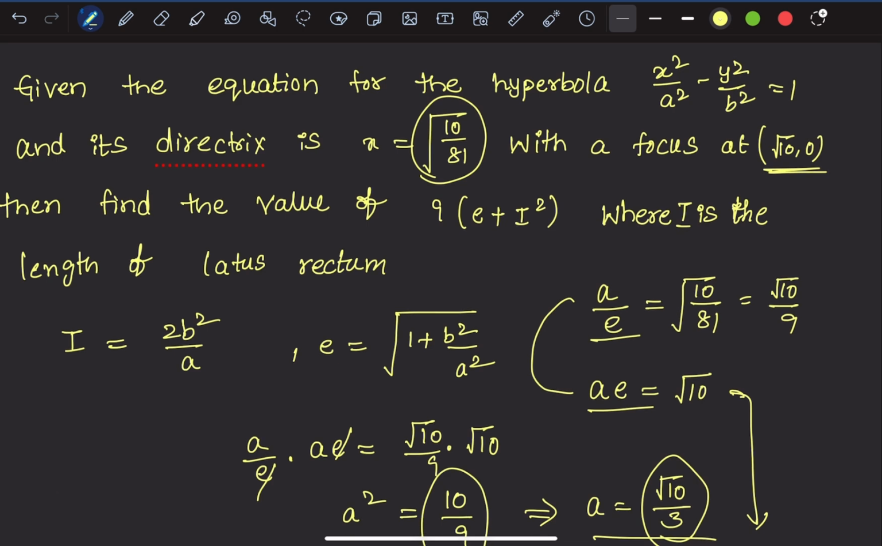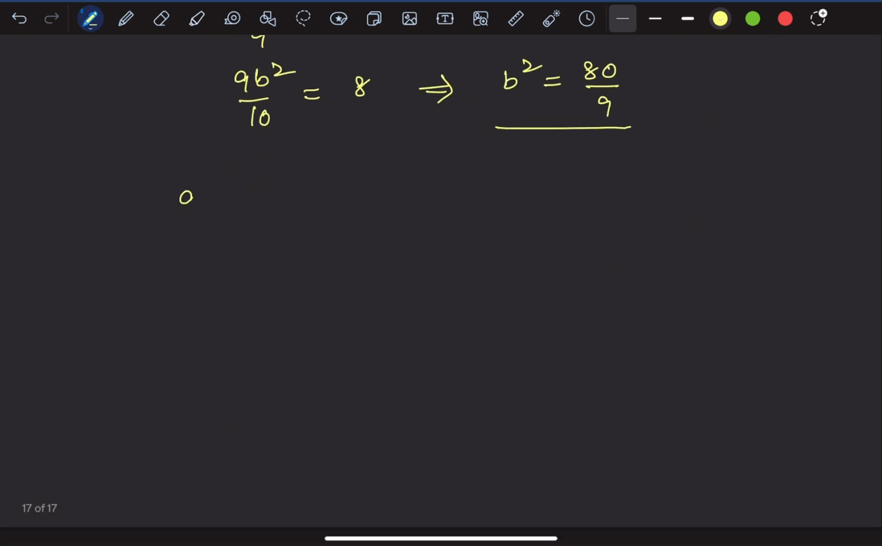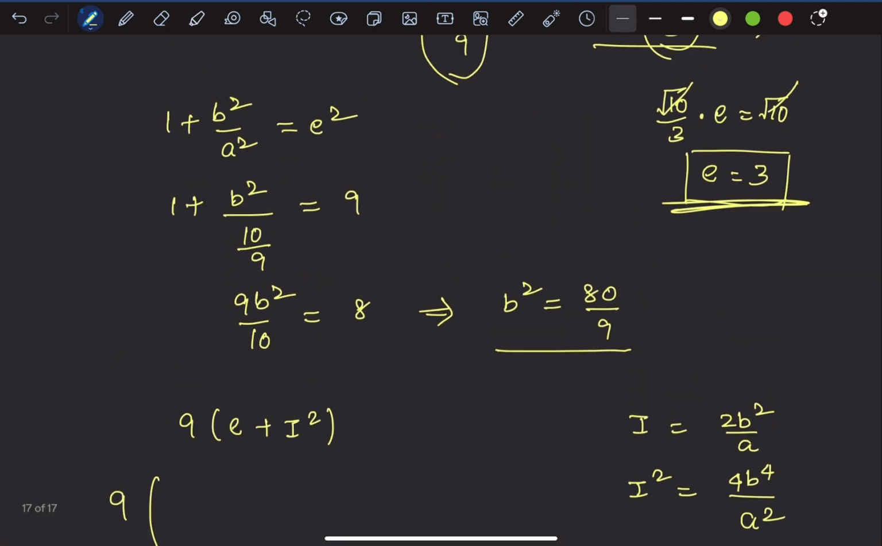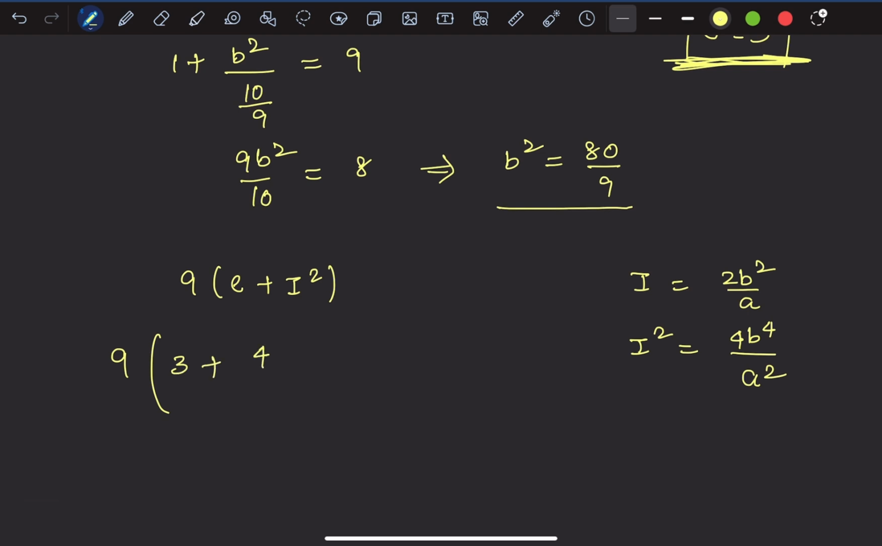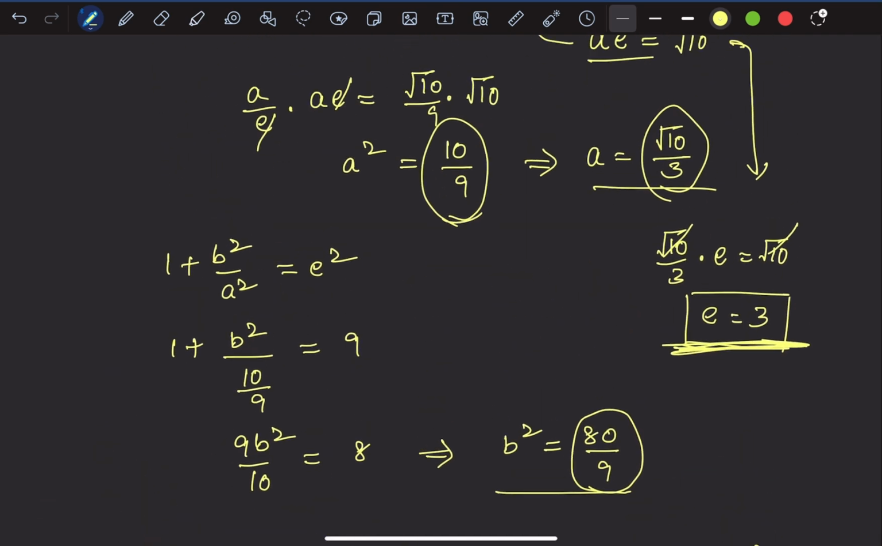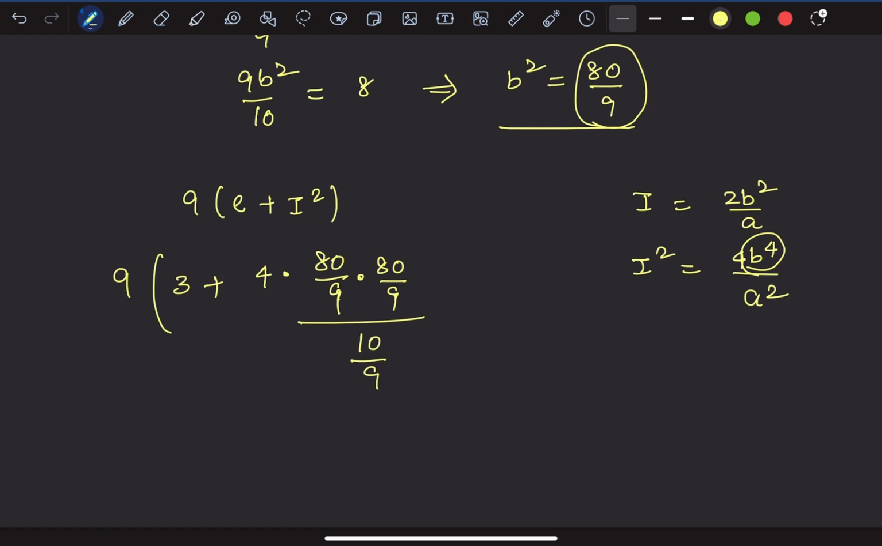Now we have to find the value of 9 multiplied by e plus l square. l is the length of latus rectum, which is 2b square by a. So l square will be 4b to the power 4 by a square. So 9 multiplied by e is 27, we found the value of e here, plus l square is 4 multiplied by b to the power 4. b to the power 4 is 80 by 9 multiplied by 80 by 9, divided by a square. Here a square is 10 by 9. So this 9 and 9 get cancelled.